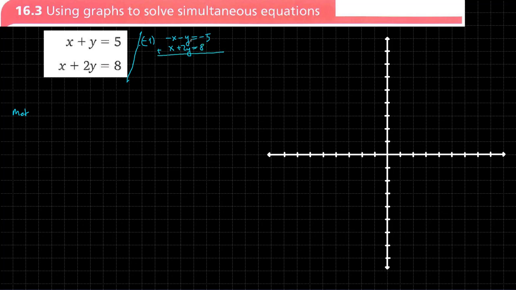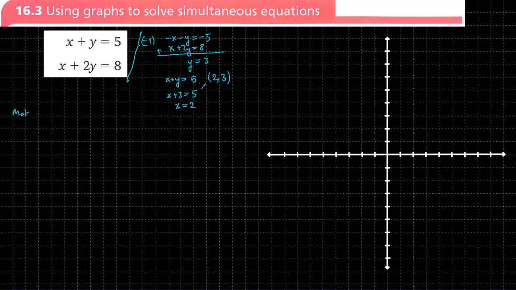So when you add side by side, minus x and plus x eliminate each other. Minus y plus 2y is going to be y. Minus 5 plus 8 is going to be 3. So y is equal to 3. What is the value of x? If x plus y is equal to 5 and y is equal to 3, then x plus 3 is equal to 5, so x is equal to 2. So the intersection point, or the solution, is 2 and 3.